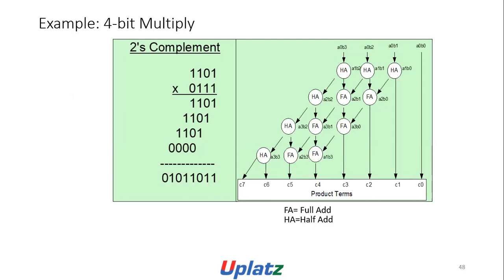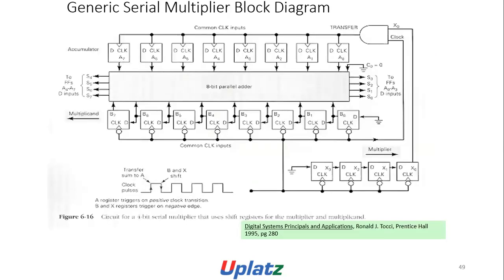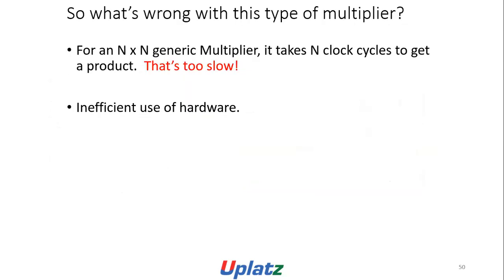An example of a 4-bit multiplication is shown here. It requires so many operands and adders to get the product term. The generic serial multiplier block diagram is shown here: an 8-bit parallel adder and several flip-flops. So what is wrong with this multiplier? For an n by n generic multiplier, it takes n clock cycles to get a product. It is too slow, and an inefficient use of hardware.